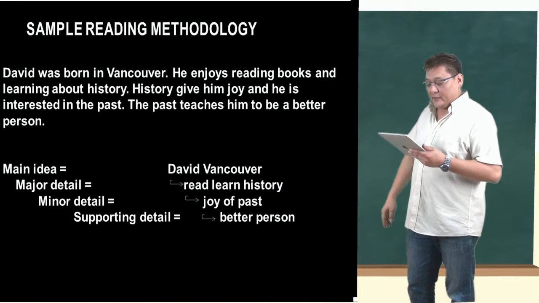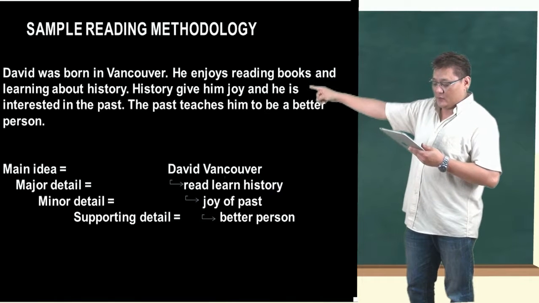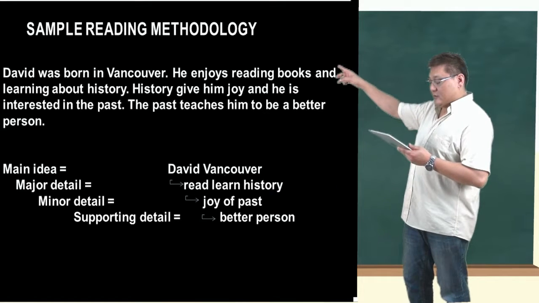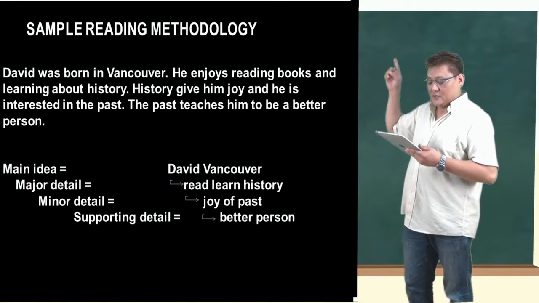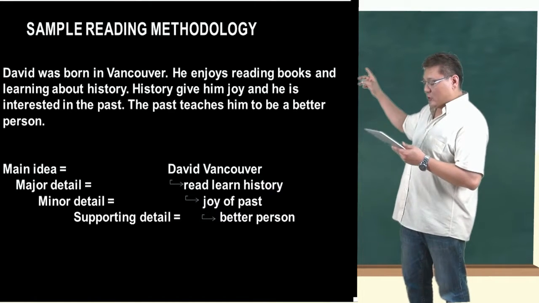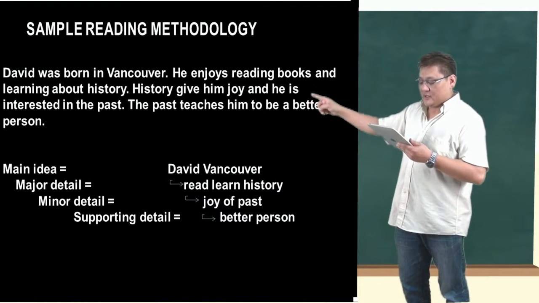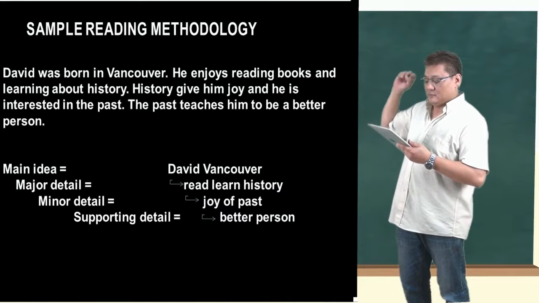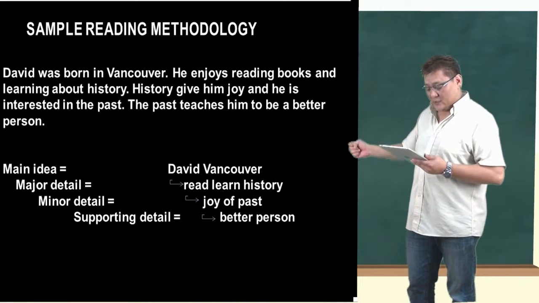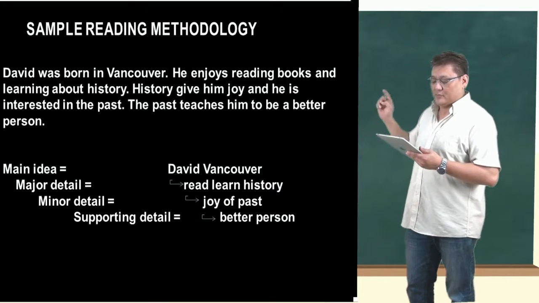Next one. Okay, go to the period. You see the period? Right before it is history. Then history, learn, book, reading, enjoy. Right? So what's the point? Right underneath is what? Enjoy reading books, learning history. That's the second point, isn't it? Then you go to the next one. Go to the period. So past. You jump the dot. Get rid of it. So past, interested, joy, give. Give, joy, interested in past. That's the third point. Last one. Person, better, teach him. Right? So past teaches him, better person.